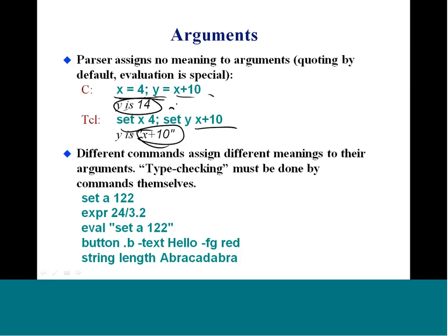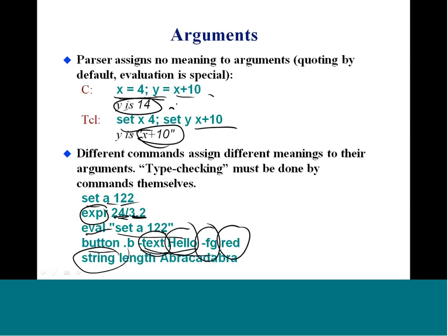So here we have a set of commands. First one, set A 112. Then we have another command called expr, which evaluates an expression, and we can see there is a fixed point number and a floating point number. So now how does this get interpreted? The third one is an eval. Eval has a string as an argument, and in this example button.b has many arguments actually: dash text is an argument, hello is an argument, fg is an argument, and red is an argument.